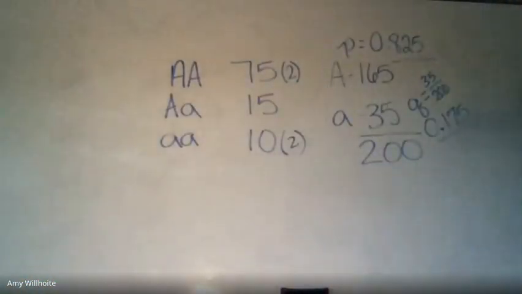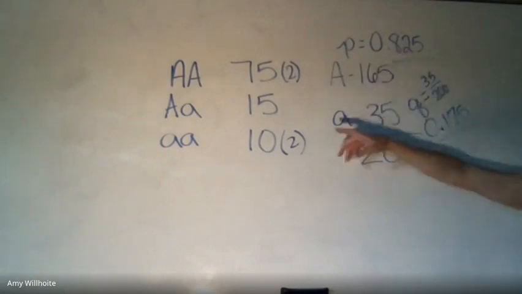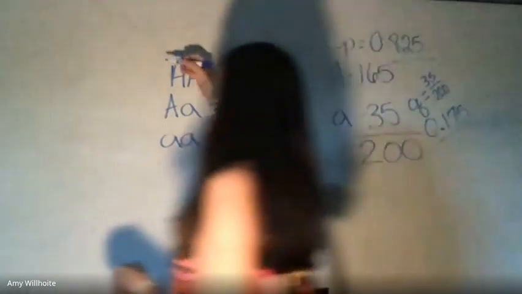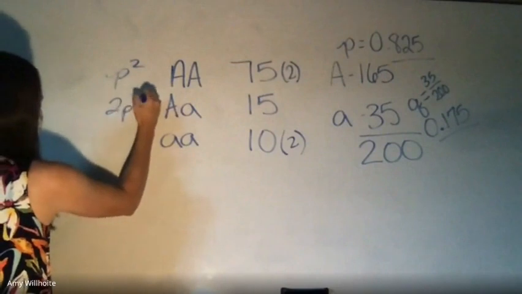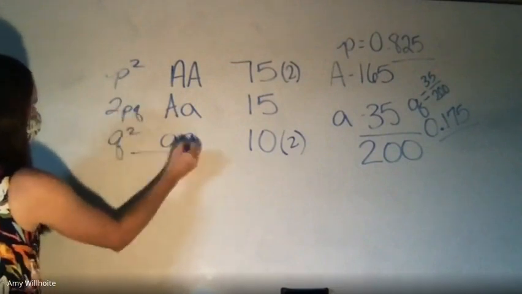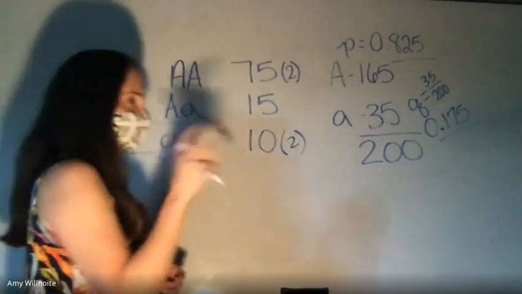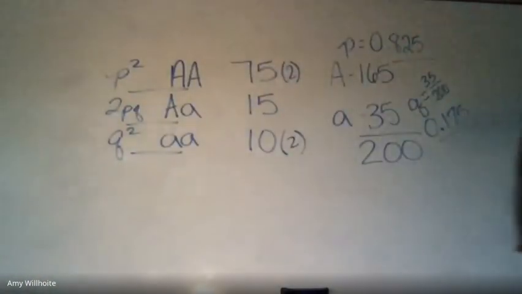Yes? I thought alleles was the 2 letters. Alleles are p or q. Individuals are these over here. So this one's like p squared, 2pq, q squared. These go with these. Is that good? Clarify? Is that what you were asking? Not really.